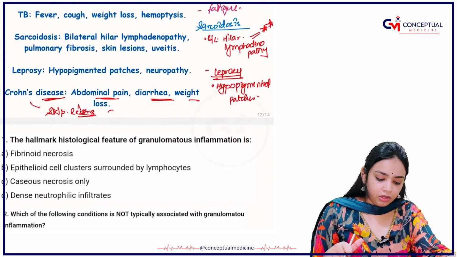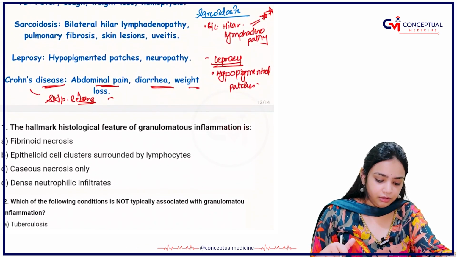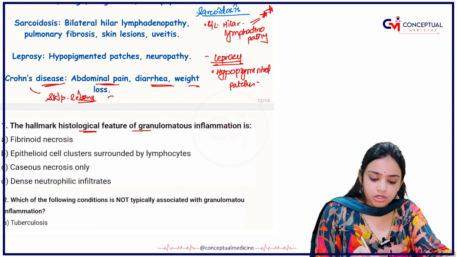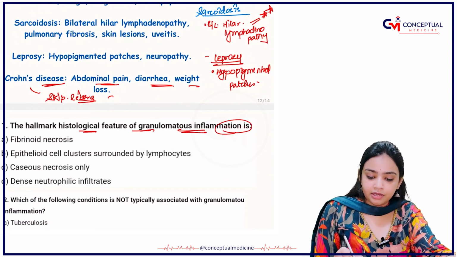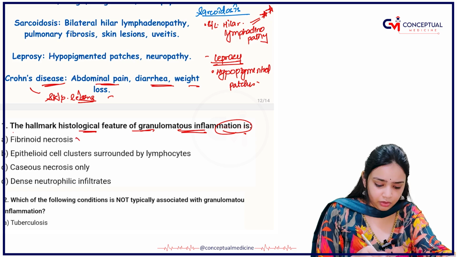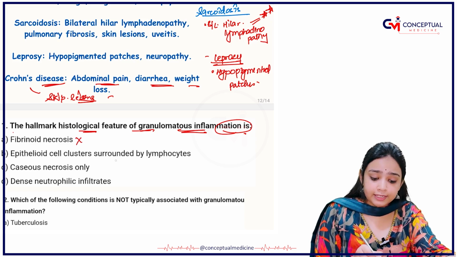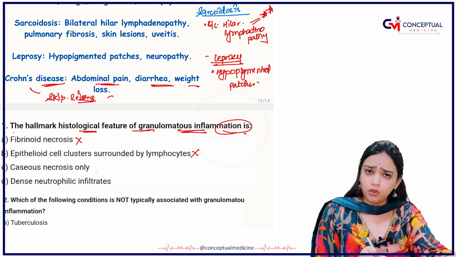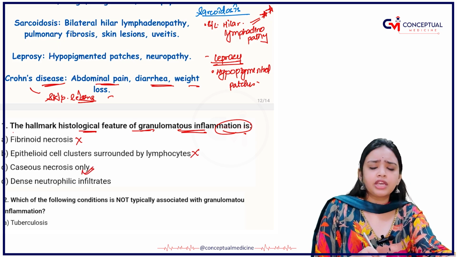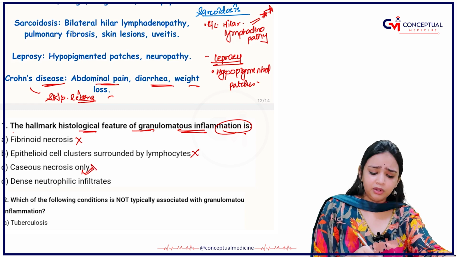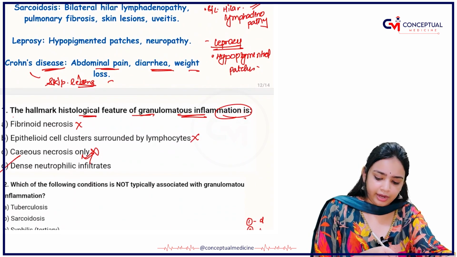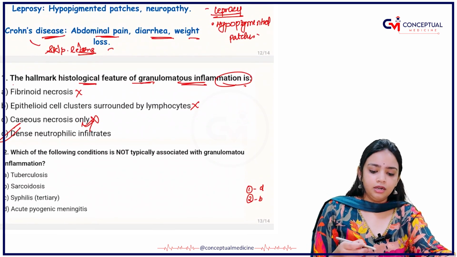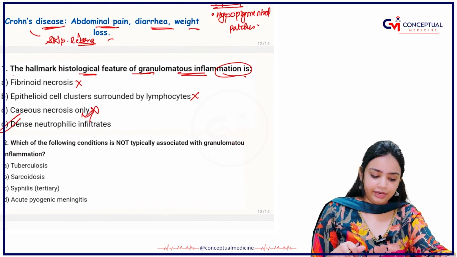Now, let's solve this question. What is the hallmark histological feature of granulomatous inflammation? Is it fibroid necrosis? No. Is it an epithelioid cell cluster surrounded by lymphocytes? No. Is it caseous necrosis only? No. Caseous necrosis is a part, but it alone is not. So the right answer to this is dense neutrophilic infiltrates.